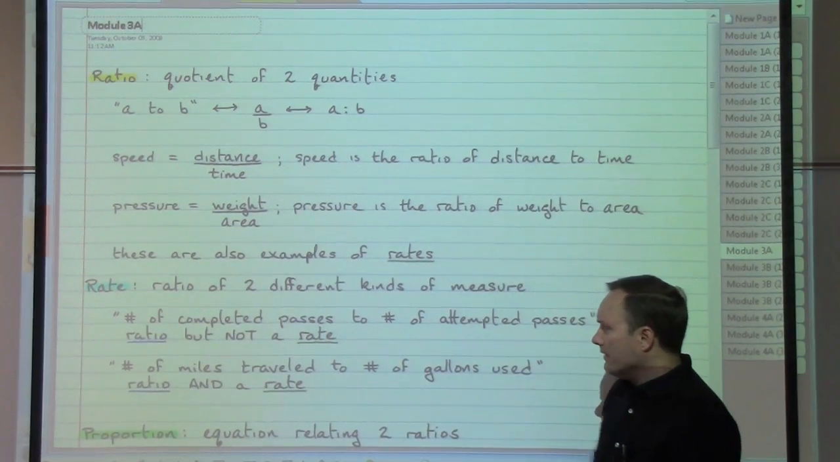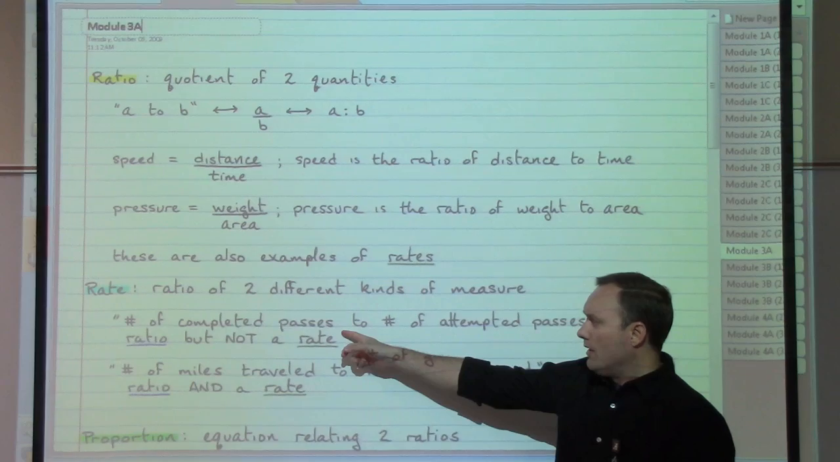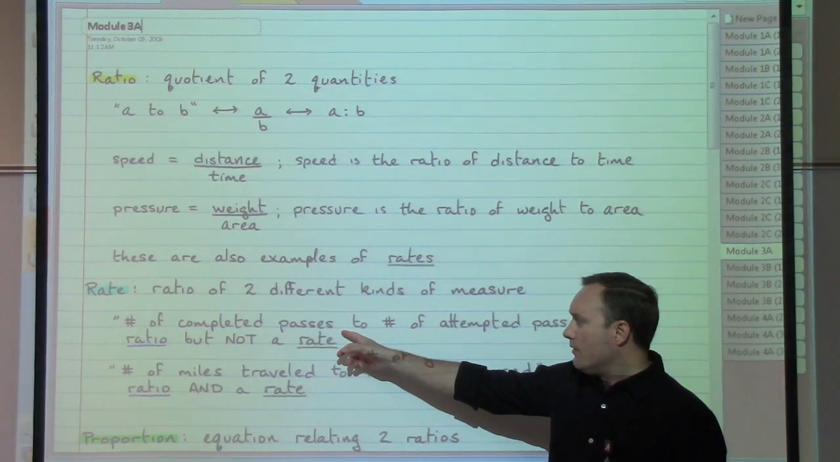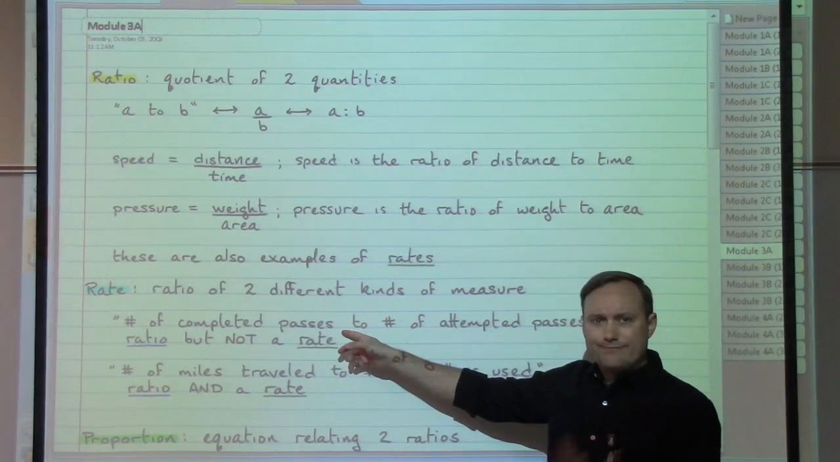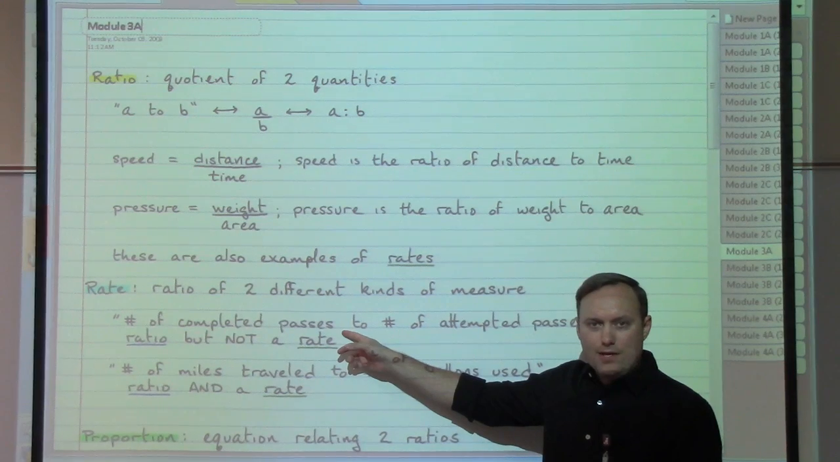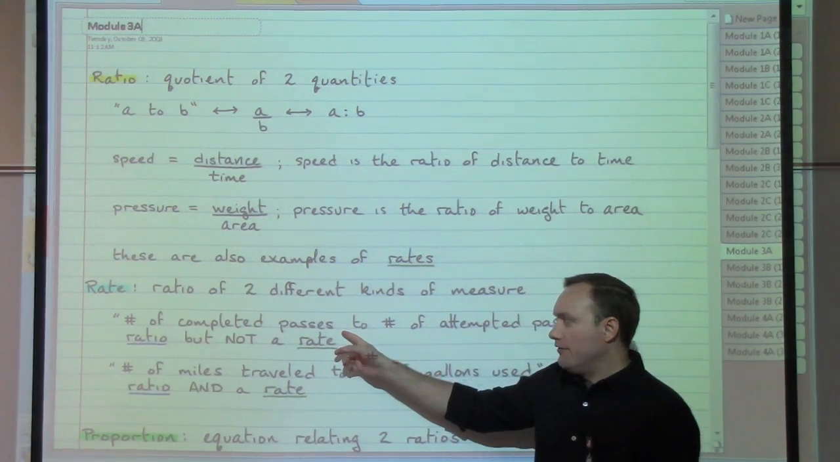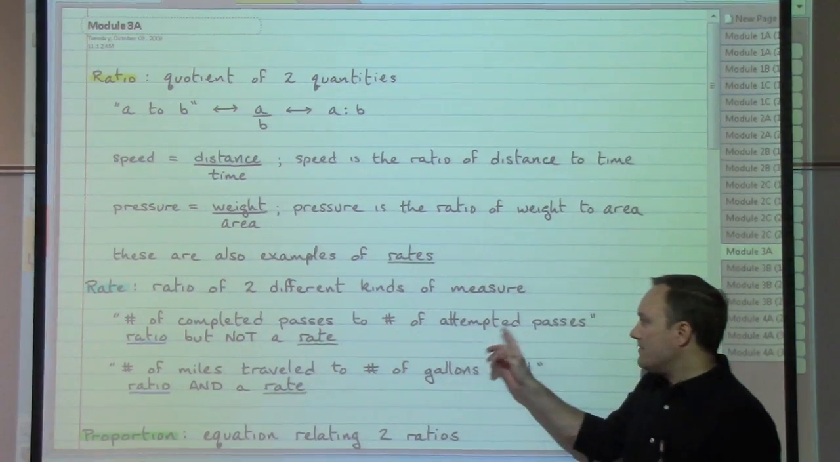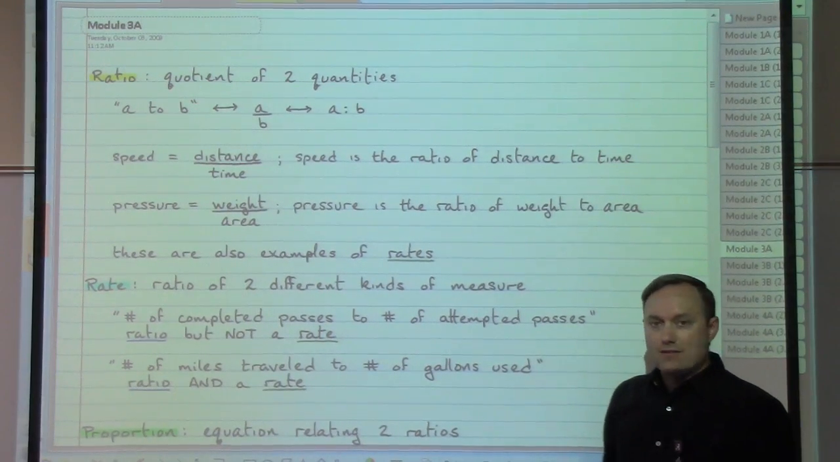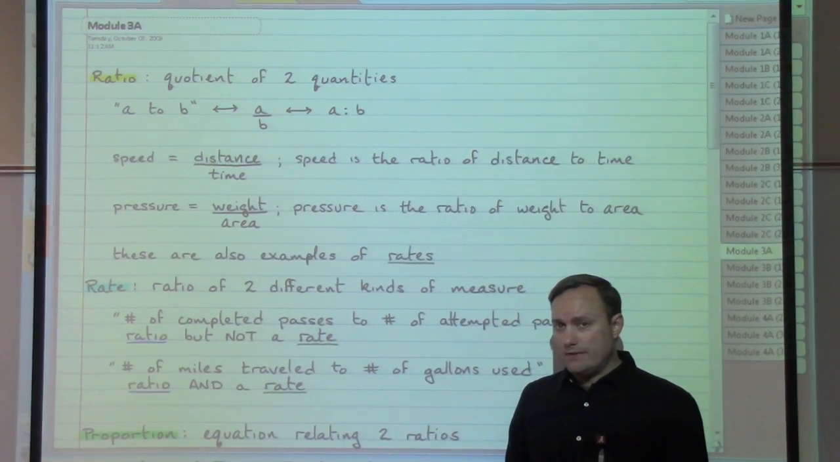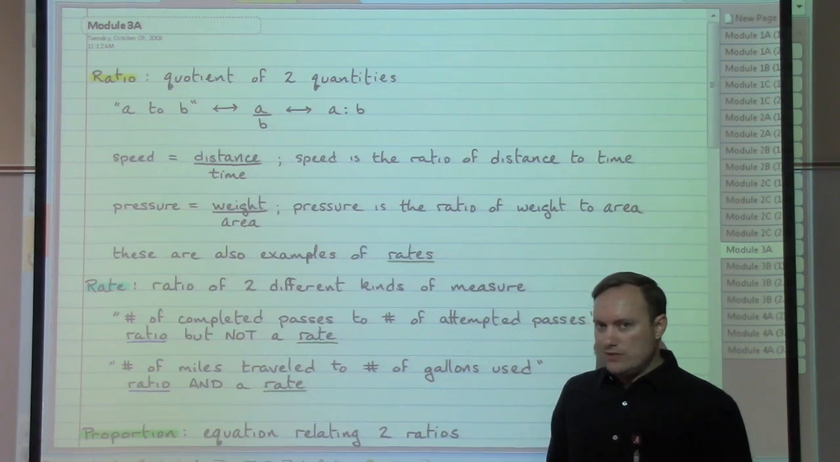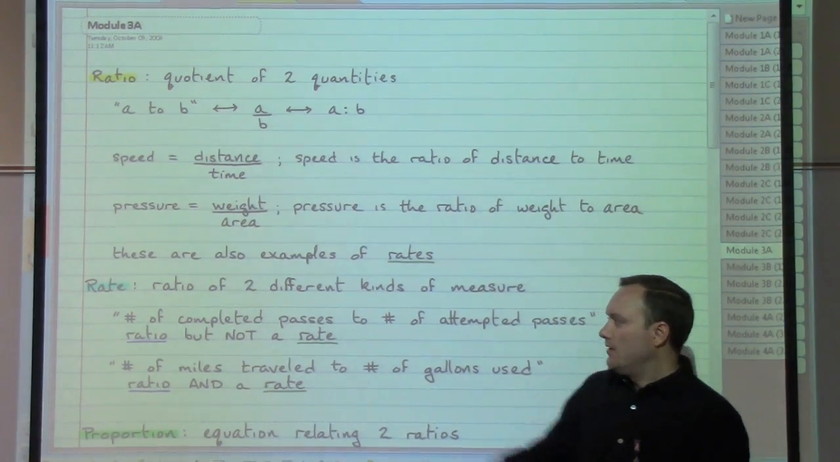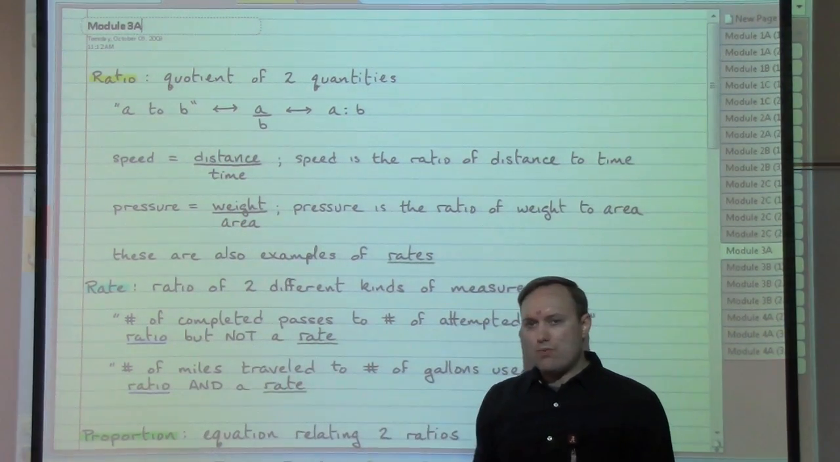So for the sports fans, whether you're talking about basketball or football, you can have this ratio that shows up in your stats. For instance, the number of completed passes to the number of attempted passes. You're counting the same sort of thing. So these aren't really two different kinds of measurements. So it would be a ratio, but not a rate.